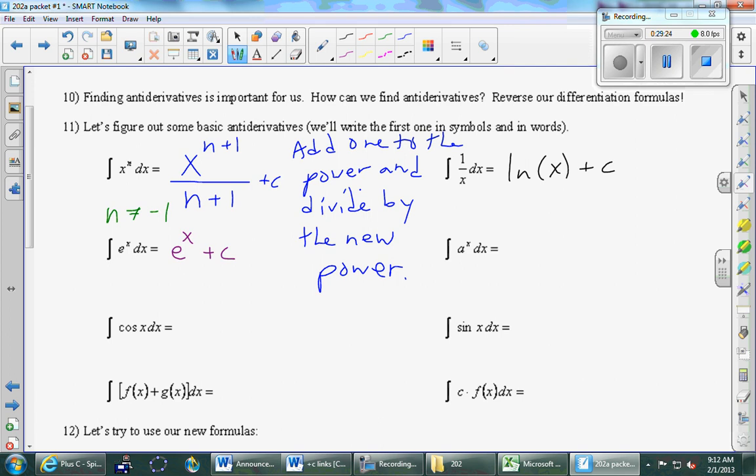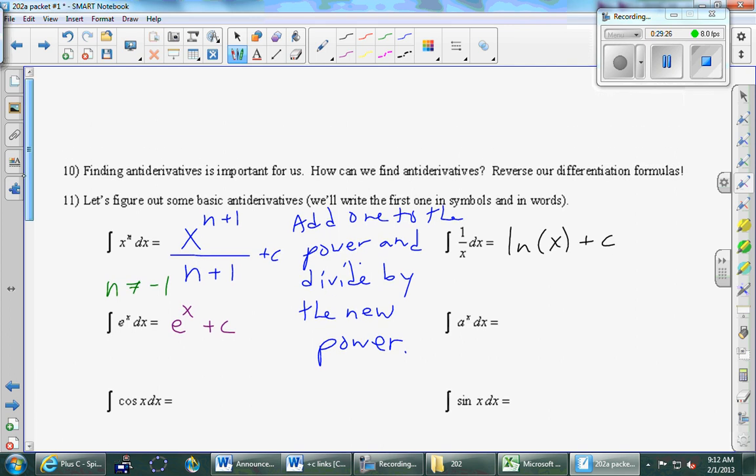All right, a to the x is harder. Let's refresh our memory about the derivative. This would be something like 2 to the x. So what's the derivative of a to the x? It's a to the x times natural log of a, right? This is one that maybe is not as common, but we had it last semester. So the derivative of a to the x is you copy the a to the x and then you multiply by ln of a.